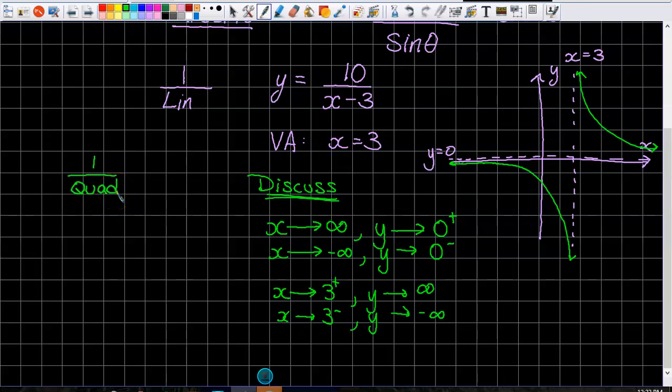How many vertical asymptotes do I have then? Don't say. 2? Always 2? Not always 2. Why not always 2? Quadratic, it's got a squared. It has 2 solutions. Does a quadratic always have 2 solutions? No. What other types of solutions can it have?